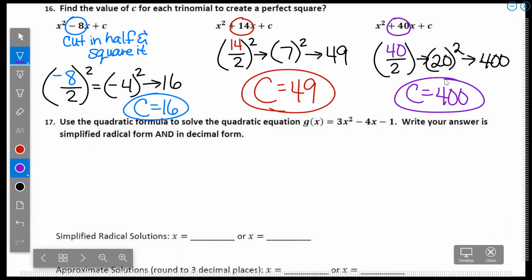Number 17, we're going to use the quadratic formula. This is something that you might want to put on your cheat sheet, as I will not give you any formulas at all on the exam.